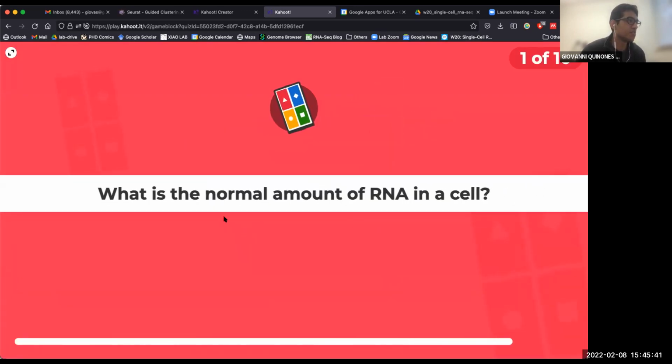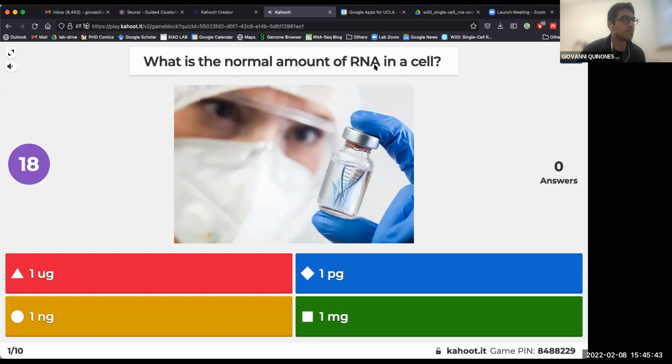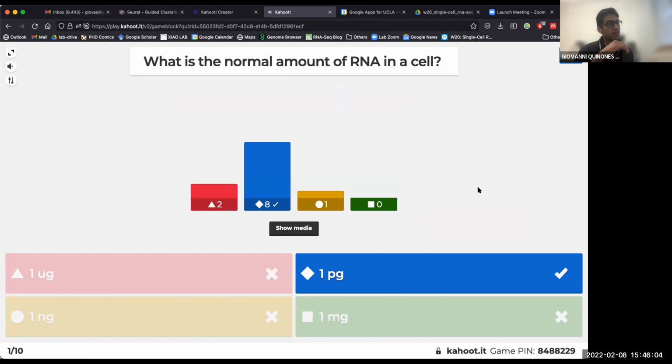So first question, what is the normal amount of RNA in a cell? We mentioned this in the slides about amplification, and how little RNA was present in a typical cell. Just to clarify, this refers to total RNA, so the amount. Most people got it right. Yes, the amount is 1 picogram.